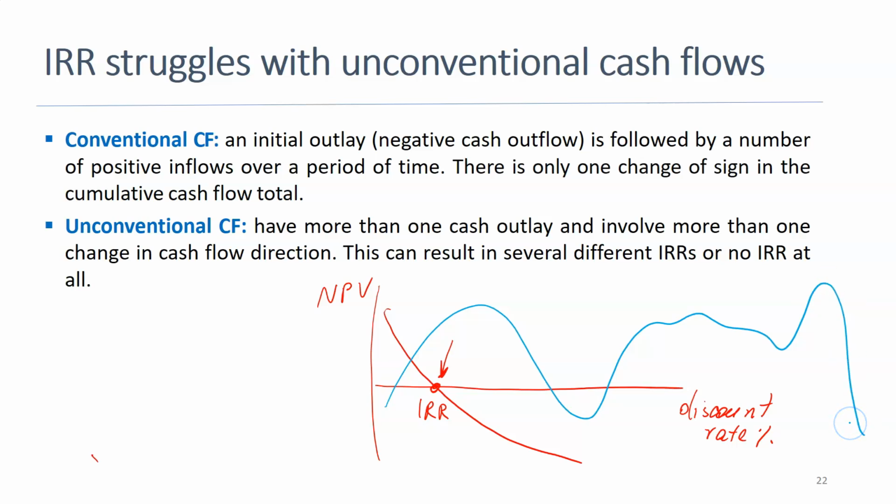It changes all the time because of changes in cash flows. Initially it becomes positive, then it declines, then it goes up again. In this case, there might be several points where our graph crosses the horizontal axis, so there might be several internal rates of return. Or our graph can be located somewhere here, which means that there is no IRR at all because there is no discount rate which will make net present value equal to zero. So generally, internal rate of return struggles with situations when our cash flows are unconventional.